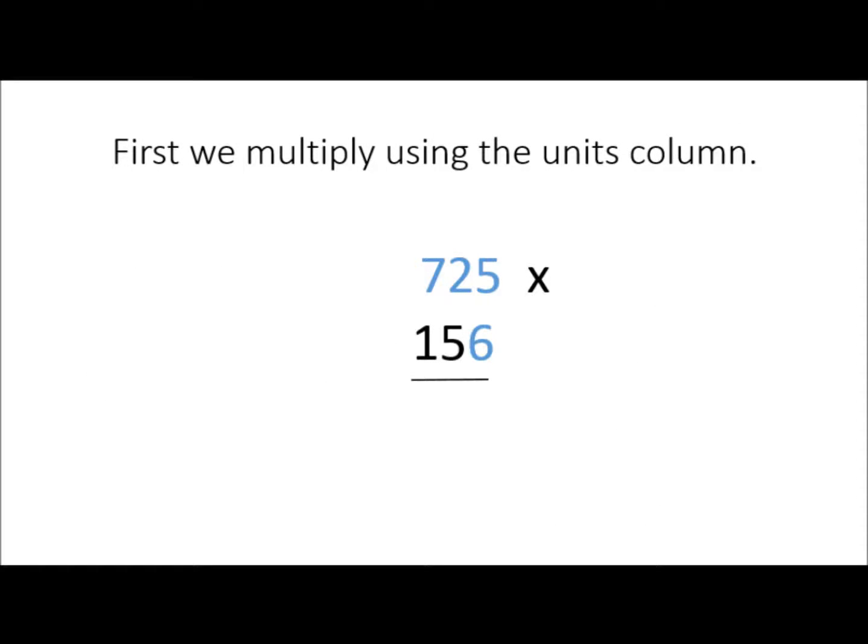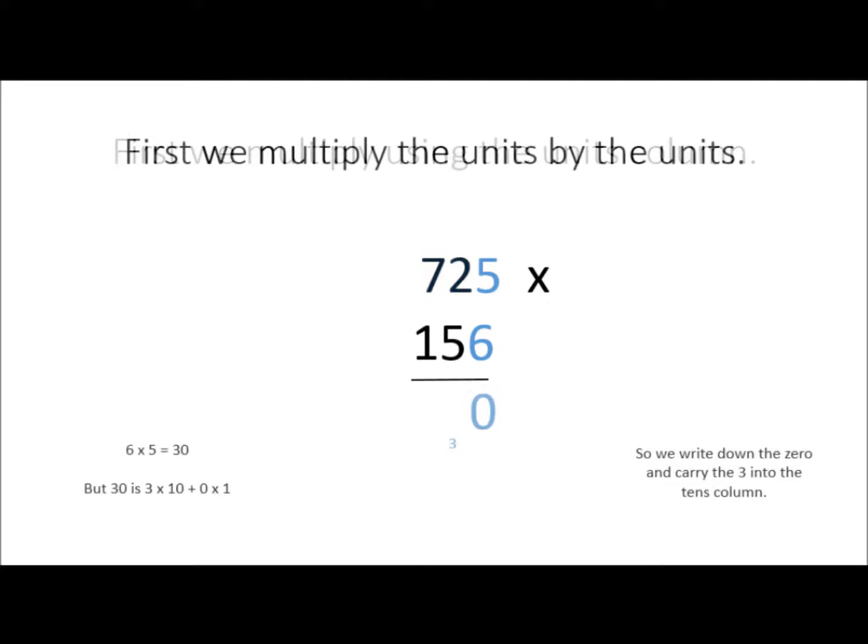Okay then, so let's get cracking on our multiplication. So the first thing we do is multiply the 725 by the units column. The first thing we do is multiply the units by the units. So 6 times 5 is 30. But 30 of course is 3 in the tens column and 0 in the units column. So we write down the 0 and carry the 3 into the tens column.